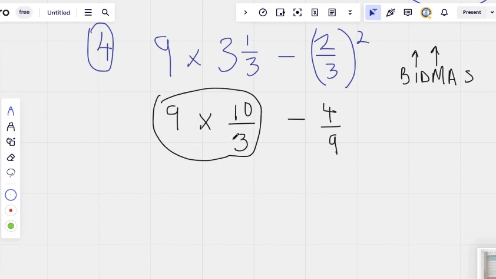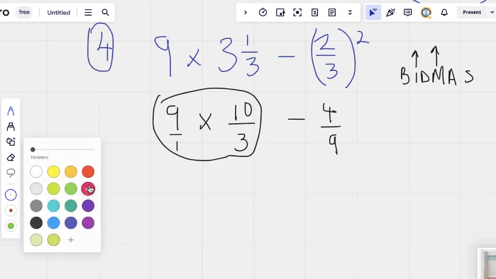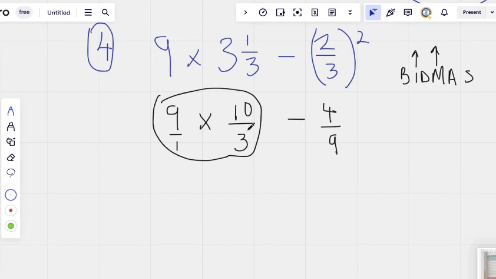Now in doing this, this means over 1. Whole number means over 1, right? So without much stress, what we can simply do here, we can just cancel out. 3 divided by 3, we get 1. 9 divided by 3, we get 3. So we multiply. What do we get? We get 30 over 1. So we get 30, which is a whole number actually, over 1. Minus 4 over 9.